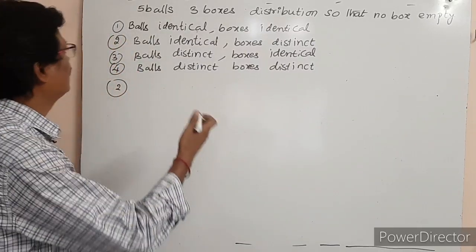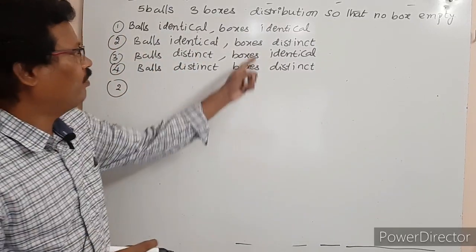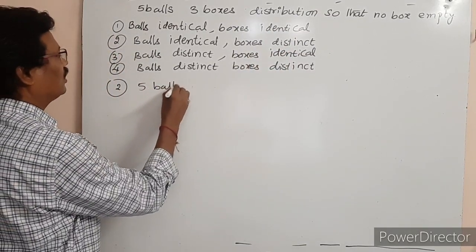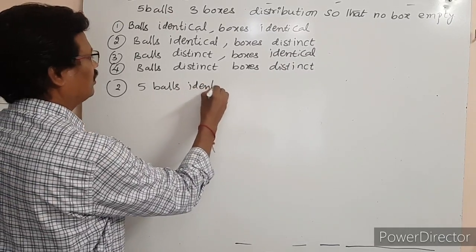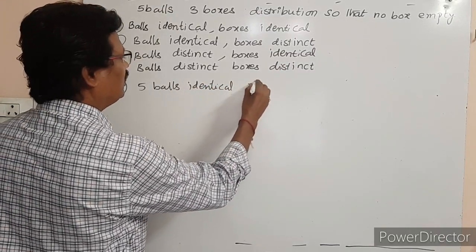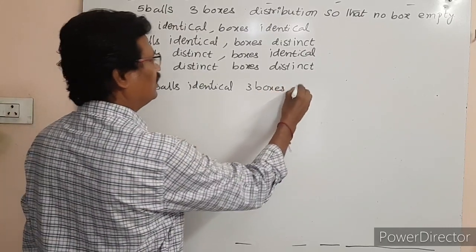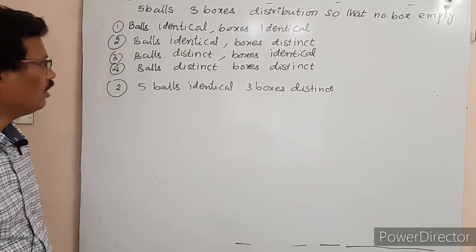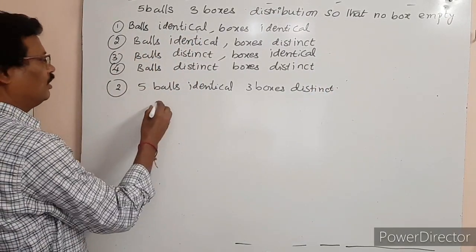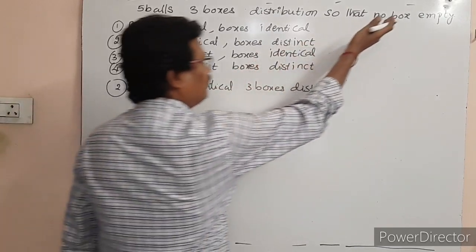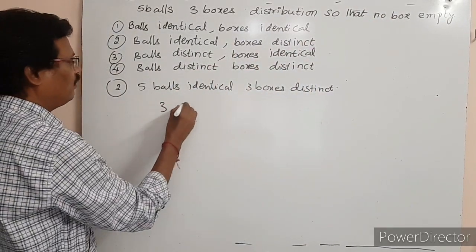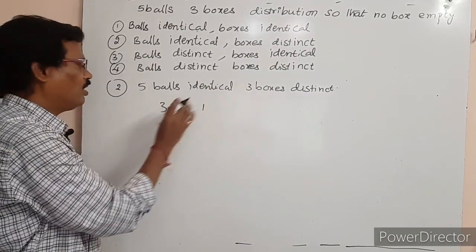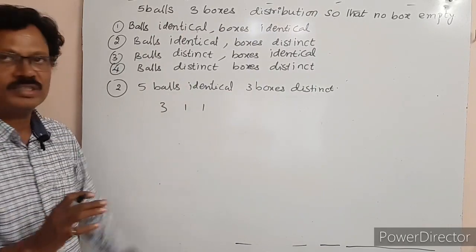Okay. Second one: balls identical, boxes are distinct. Five balls identical and three boxes distinct. Now let us see here. Five balls, so that no box is empty. That's why we are writing 3, 1, 1. Right, five balls divided into three boxes, 3, 1, 1, so that no box is empty.